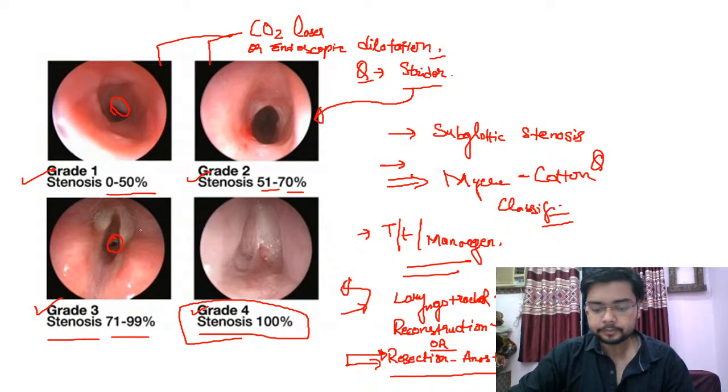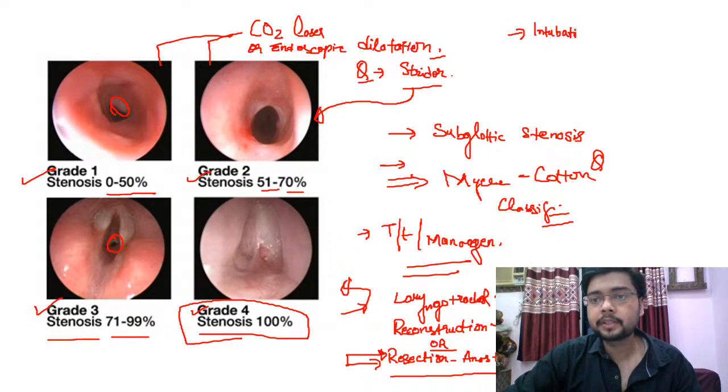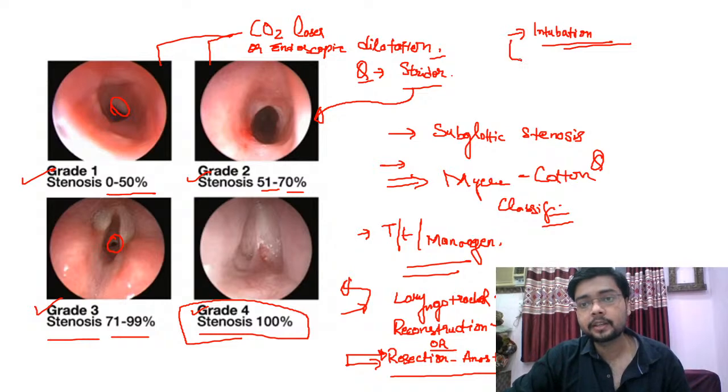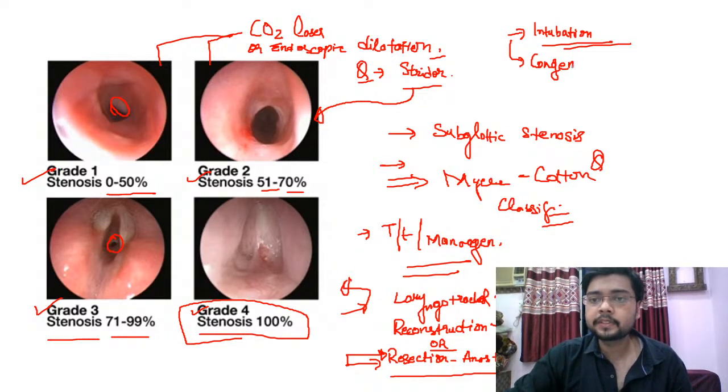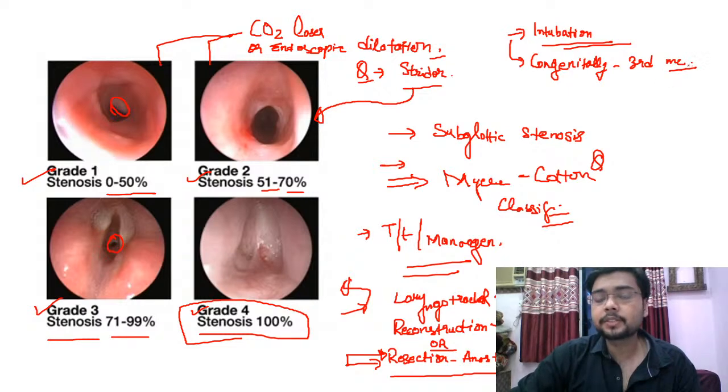And why does it occur? This subglottic stenosis usually occurs due to intubation trauma. Once the baby or person is intubated, this intubation-induced trauma might lead to subglottic stenosis, right? And also it can occur congenitally. Congenitally, this is the third most common congenital disorder causing stridor. The first most common was laryngomalacia, right?